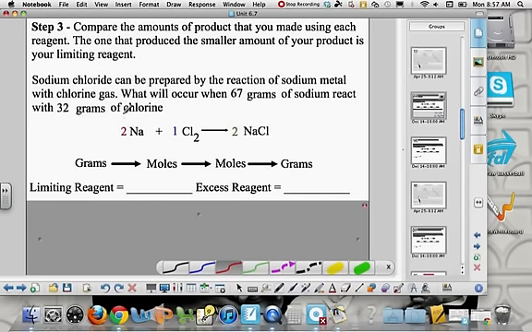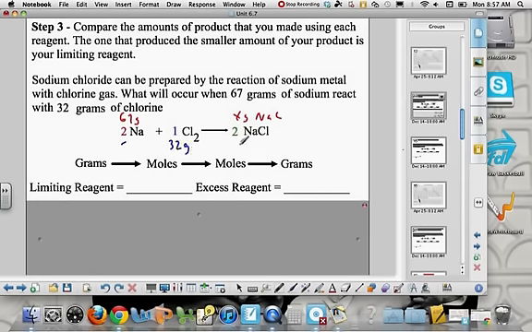We used 67 grams of sodium and we figured out how many grams of sodium chloride that made. And we used 32 grams of the chlorine gas and figured out how many grams of sodium chloride I produced there. So using the 67 grams of the sodium, we were able to figure out how many grams of sodium chloride we made. And using the 32 grams of chlorine, we were able to figure out how many grams of sodium chloride we can make. What you need to do now is compare these two values here.